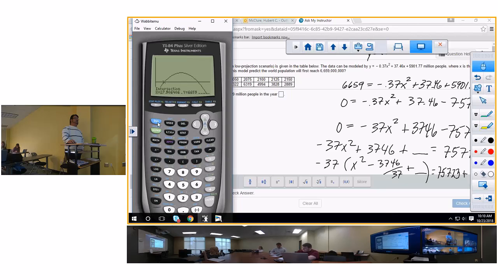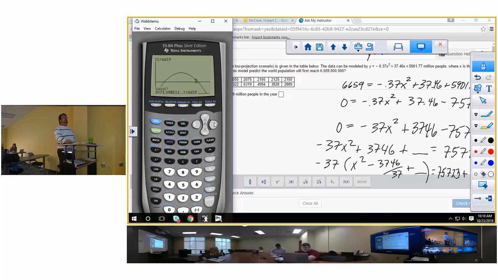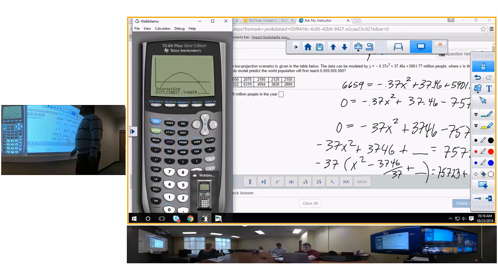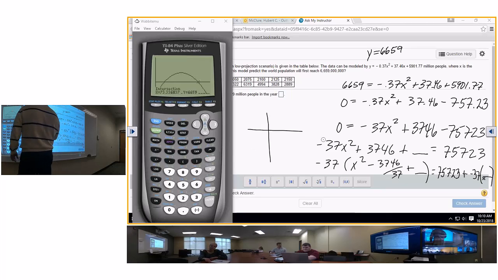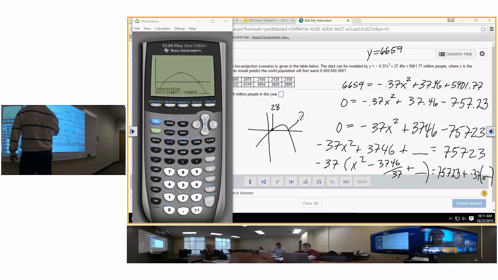Now let's go to the other side. Second, trace, intersect. And I'm going to go over here. I hope everybody can see what I'm doing, or do follow along on your calculator. And hit enter, enter, and I'm going to hit right there, 73 years. So the first one was how many years? 28 years and 73 years. So this one is 28 years, and this one is 73 years.